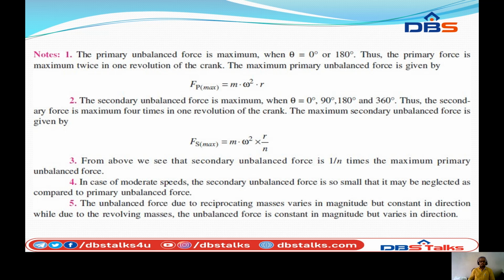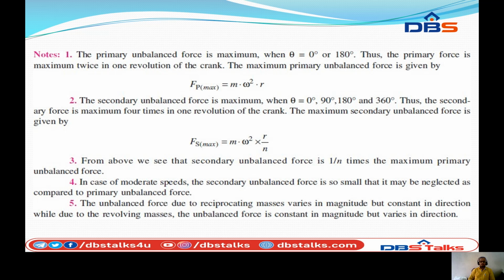The formula for the primary unbalanced force is m omega square r cos theta. That is maximum when theta is equal to 0 or 180. So substituting theta equal to 0, cos 0 is 1, so m omega square r. Thus the primary force is maximum twice in one revolution of the crank, and the maximum primary unbalanced force is given by Fp equal to m omega square r.